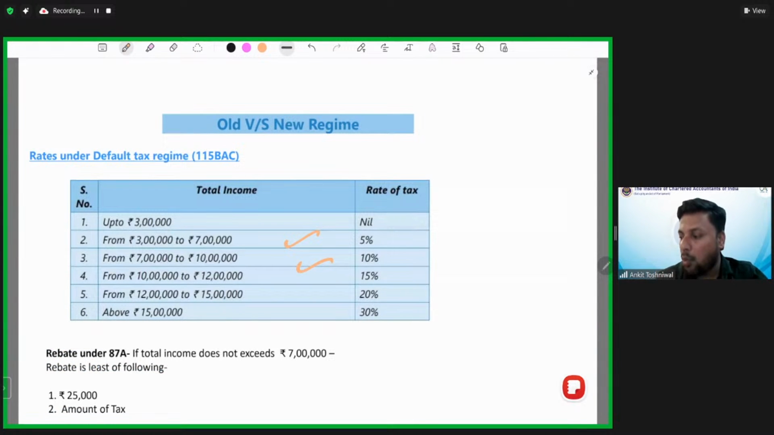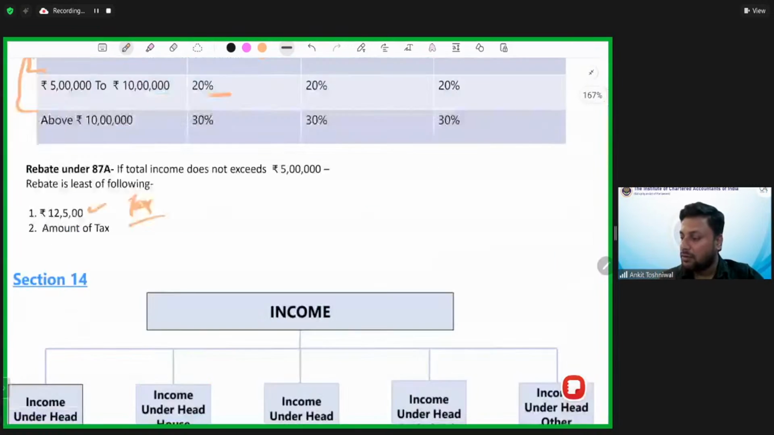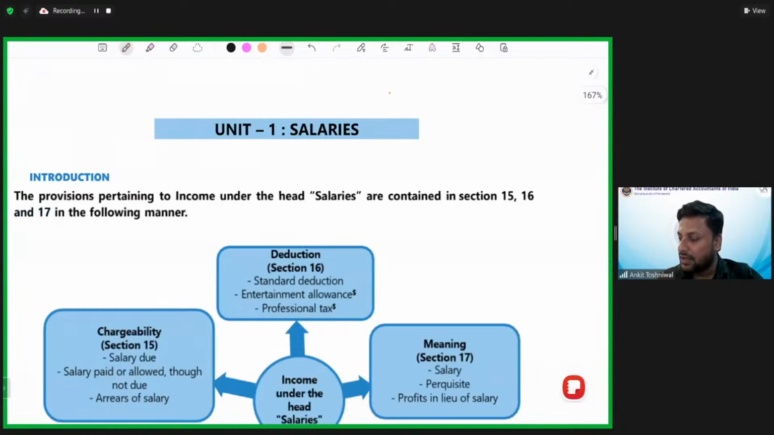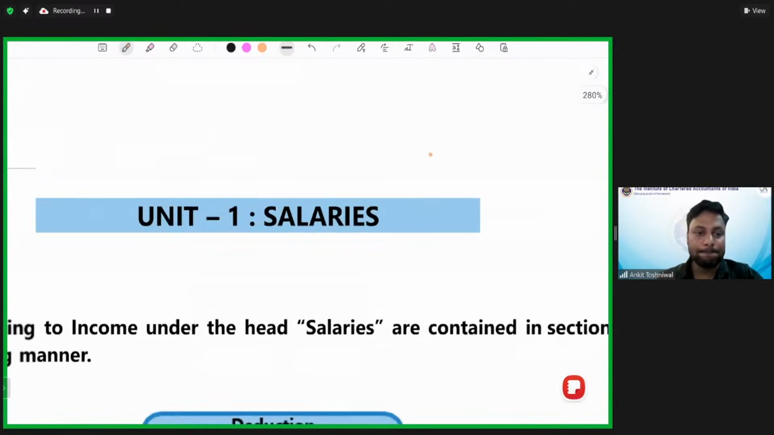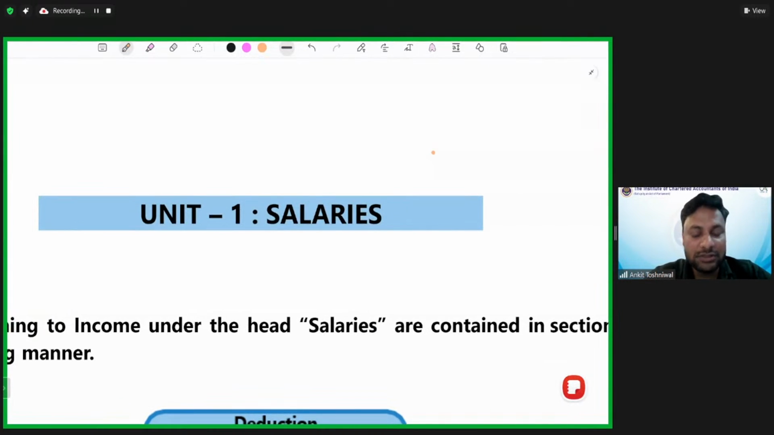Okay, now we will start income under the head salary. So first of all, we have to determine which income is taxable under the head salary. This is the first head, right? Income under the head salary. So we have to determine which income is taxable under the head salary. Anybody have any idea about it?